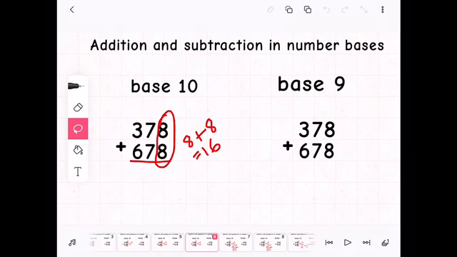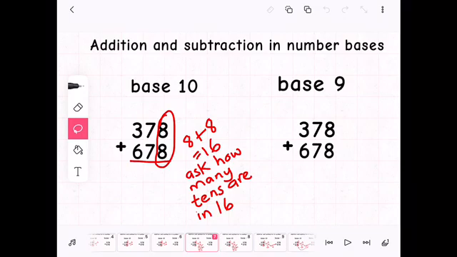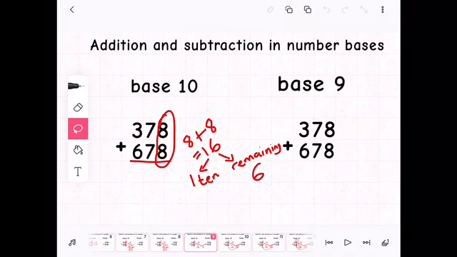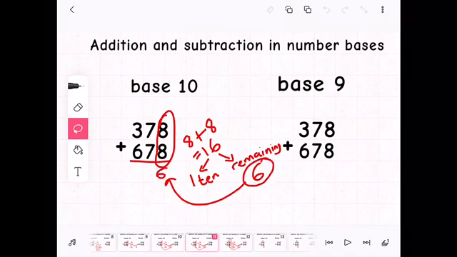So what you do is that you ask yourself, how many times does 10 go into 16, or how many 10s can we get in 16? And you can get 1 ten in 16, and there will be a remainder of 6. So what we do is we write the 6 there. Then after that, the remainder goes into the next column as 1 ten.